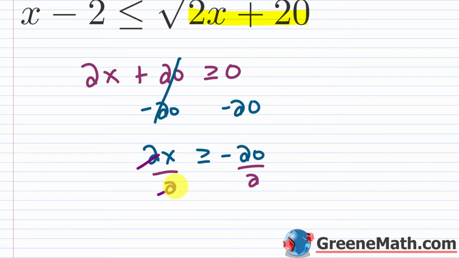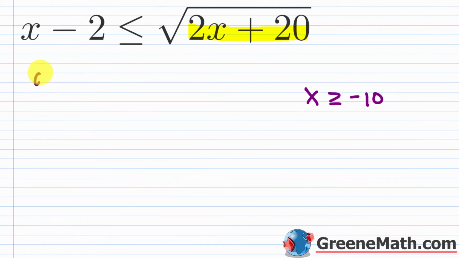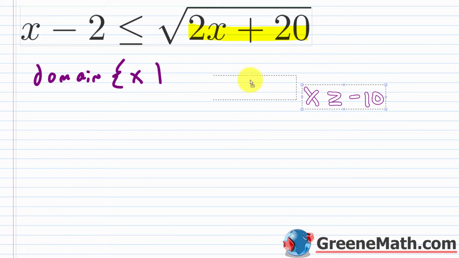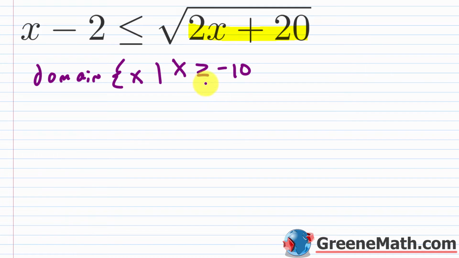And then we'll cancel this away, and we'll say that basically x is greater than or equal to negative 20 over 2, which is going to be negative 10. So let's say that our domain for this guy would be the set of all x such that, again, we'll just have this condition that x is greater than or equal to negative 10. So it can be negative 10, but it just can't be anything less than that.